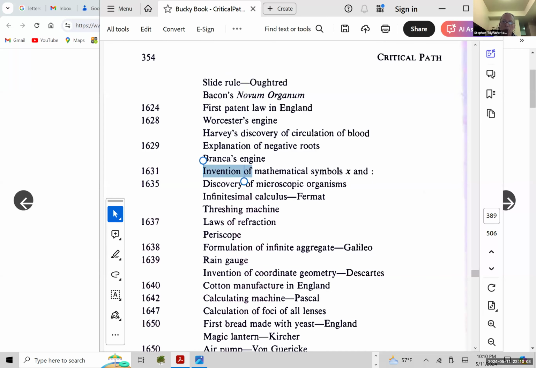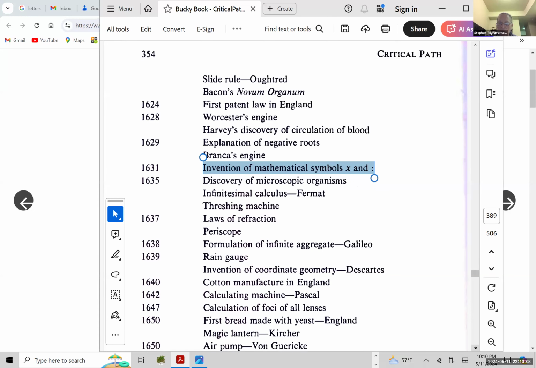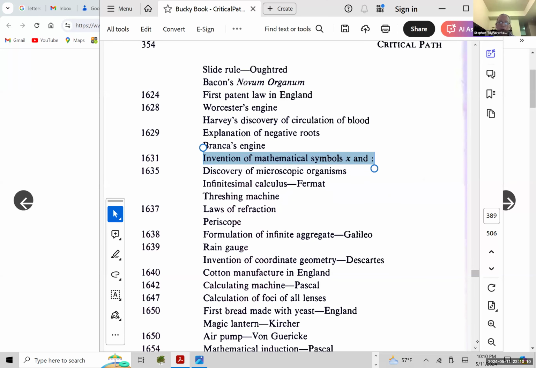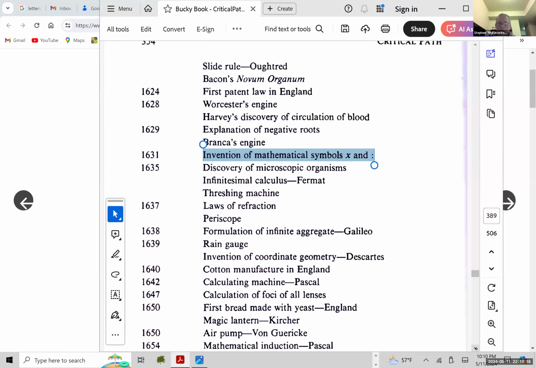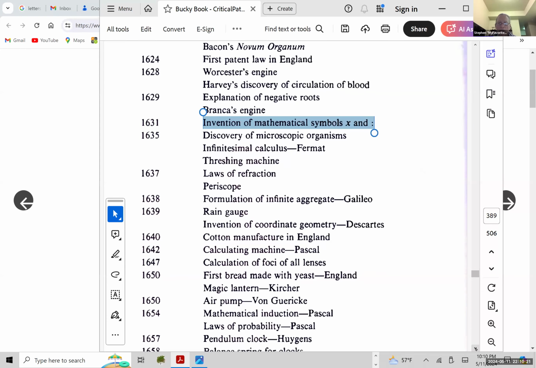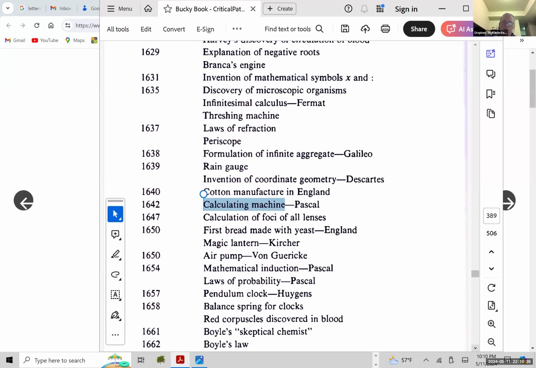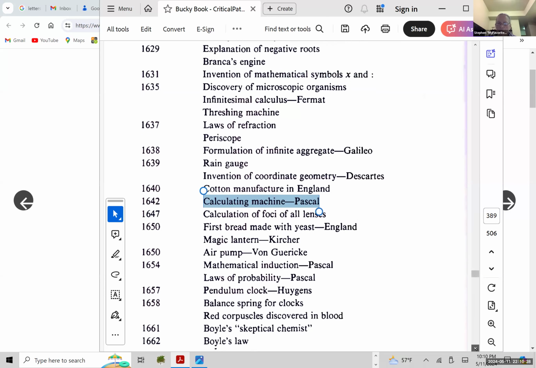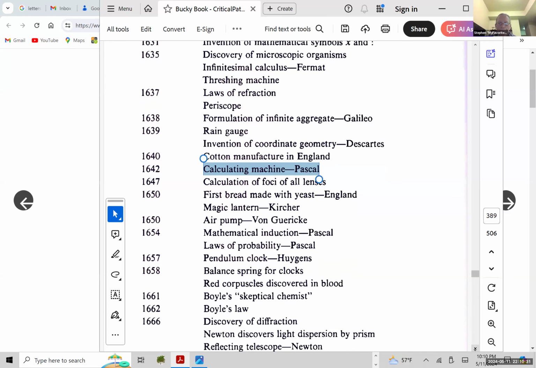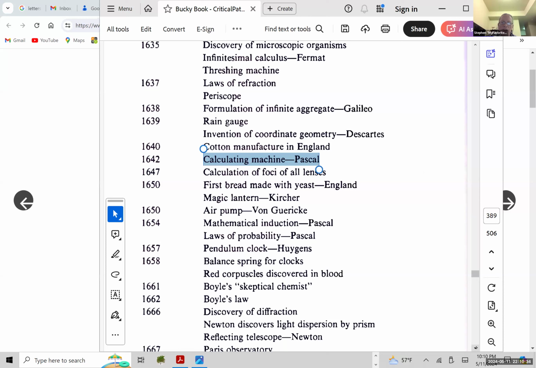Invention of mathematical symbols X and colon in 1632. And I'll tell you, one of the things to really study is the invention of imaginary numbers during the Renaissance. That's a wonderful thing to take a look at. I wish we had time to get into all that stuff, but that's okay. The calculating machine in 1642 by Pascal. Mathematical induction by Pascal and laws of probability.